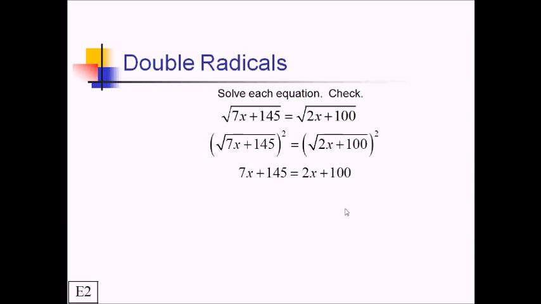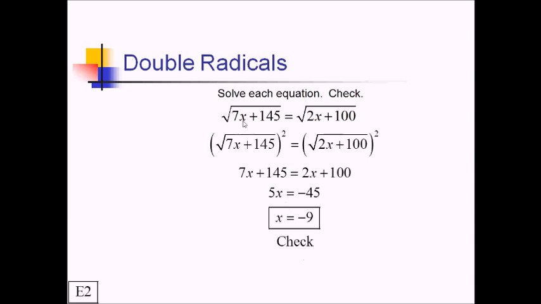Now another way you can think about this: if the square root of something equals the square root of something else that looks different, those two somethings inside are going to have the same value in order for those two square roots to be the same value. Either way, let's go ahead and solve this. So that'll be negative 45 on the right if we subtract, and 5x on the left. Divide by 5, we get x equals negative 9. Or does it? Let's plug back in and just be sure.